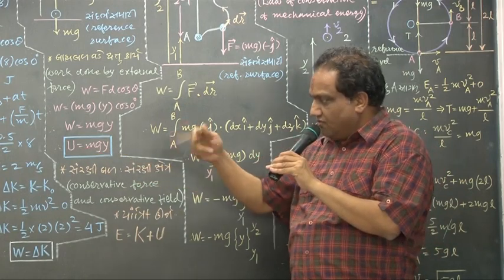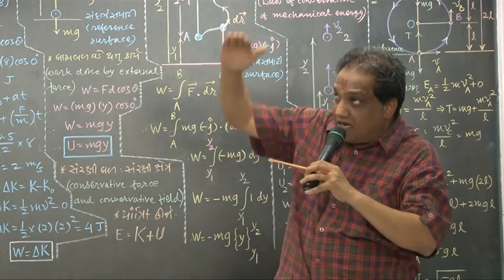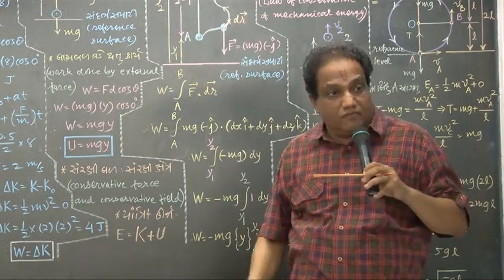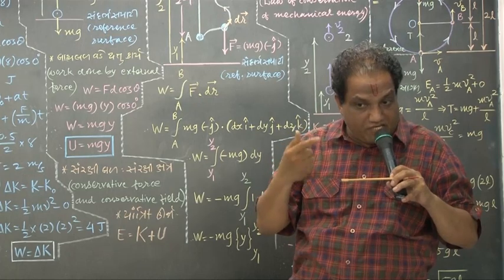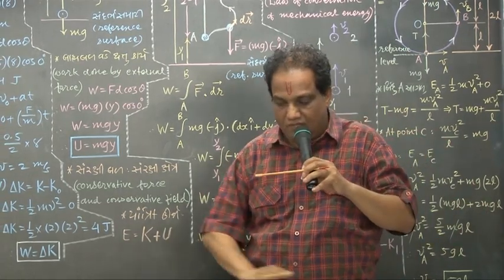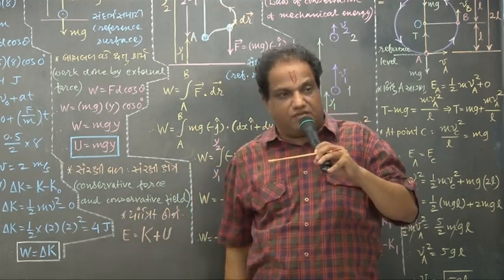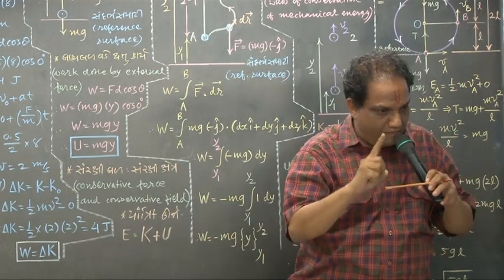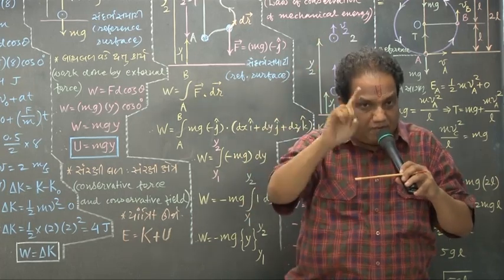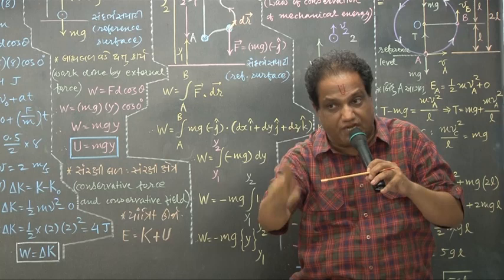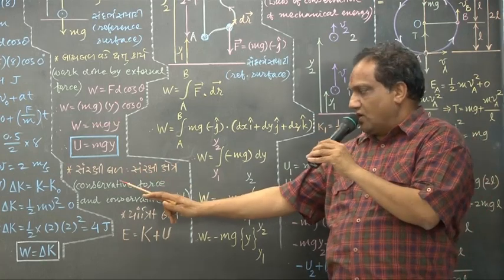How would you speak out this result in words? When a body of mass m is lying at height y from some reference level, then its gravitational potential energy with respect to that reference level is equal to mgy. Fine.